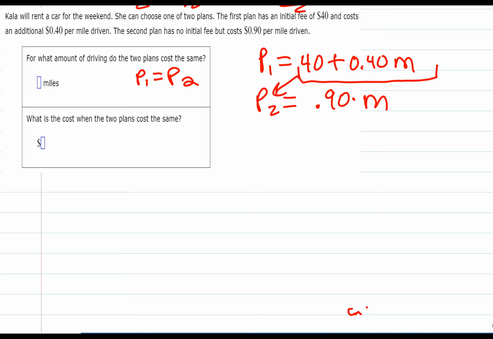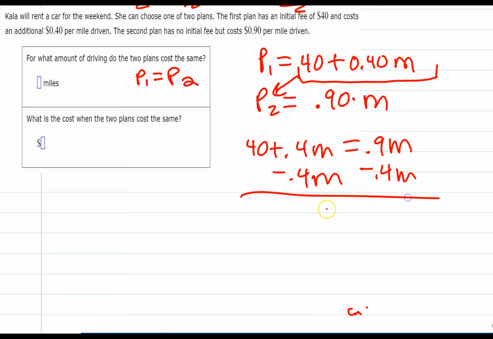So use substitution when it's practical. When it's not, don't. All right, so we have the first plan is equal to the second plan. I would encourage you just to leave the decimals. So we have technology that can handle that. How would you solve it? We're subtracting the 0.4. Make sure there's an m there, because we're subtracting the variable. 0.9 minus 0.4. 90 cents minus 40 cents would be 50 cents.